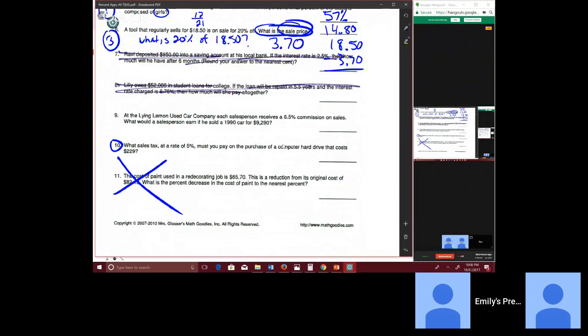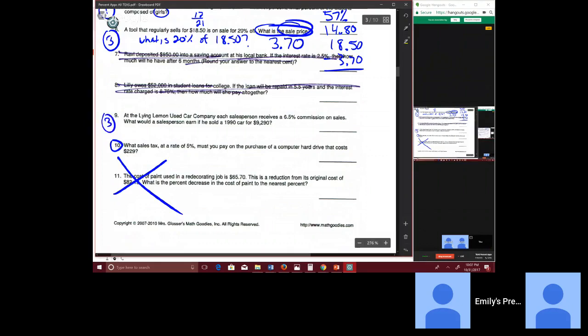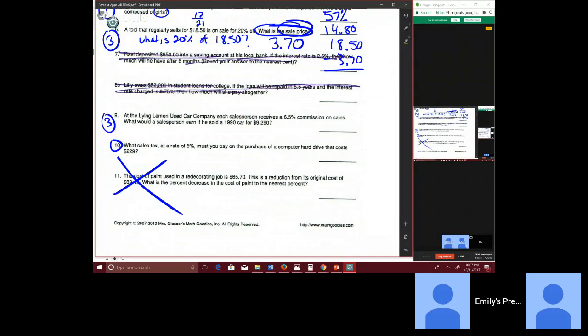Number 9 is a scenario 3. If you're totally unfamiliar with commission, you may be at a disadvantage, so I'll explain what it is. Commission is where someone who does sales gets a percentage of the price of whatever they sold.